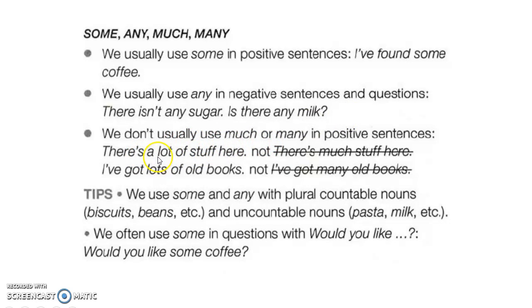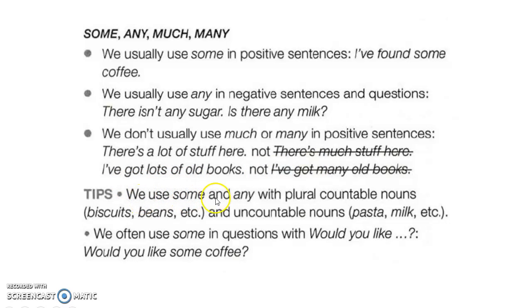We don't usually use much or many in positive sentences. Instead of using much, we use a lot of. There is a lot of stuff here, for positive sentences. Much and many tend to be used in negative sentences. I've got lots of old books, instead of I've got many old books.